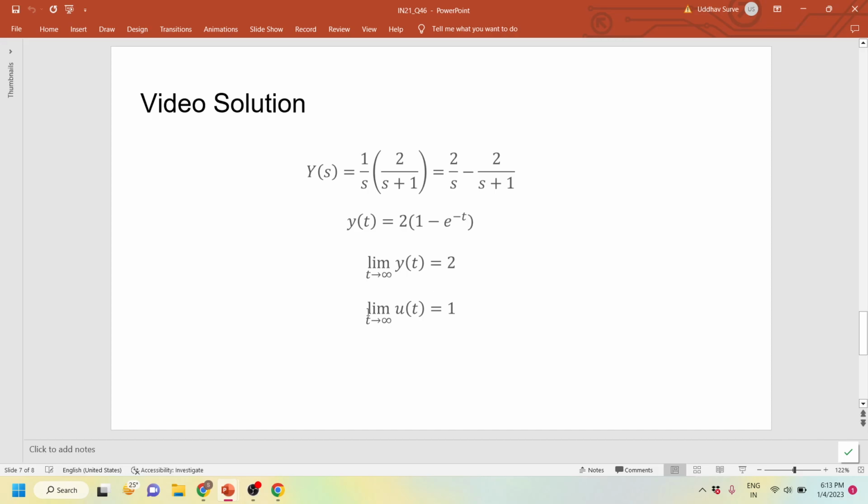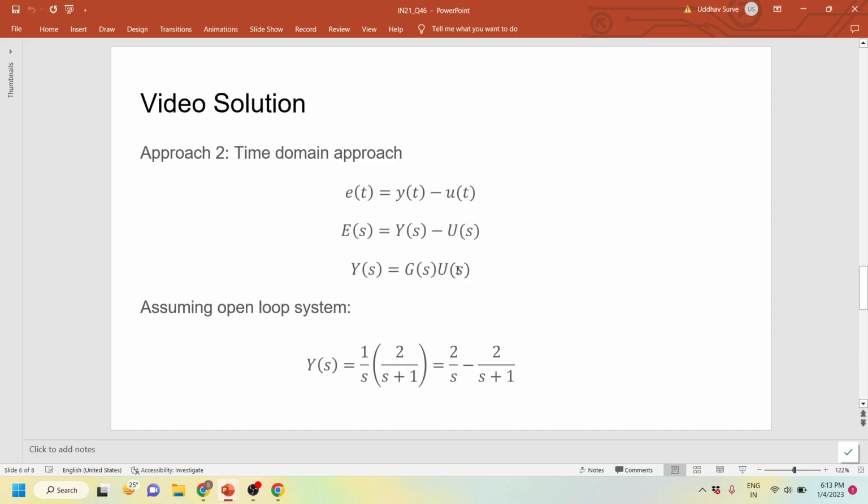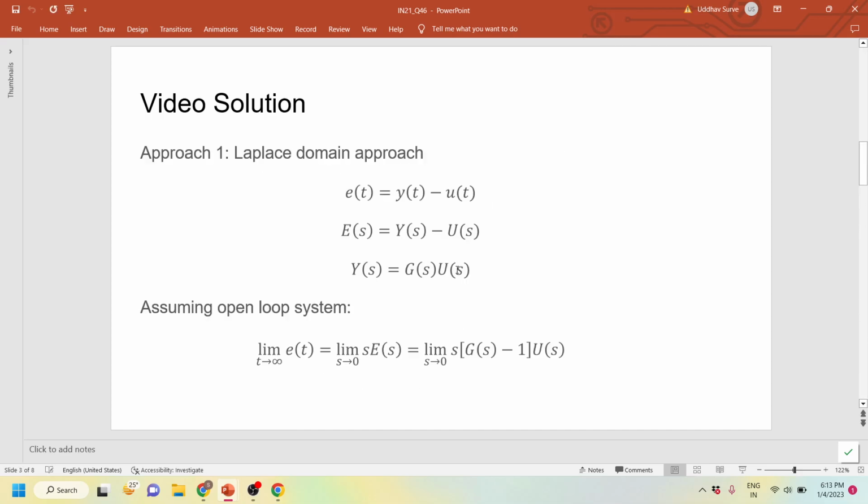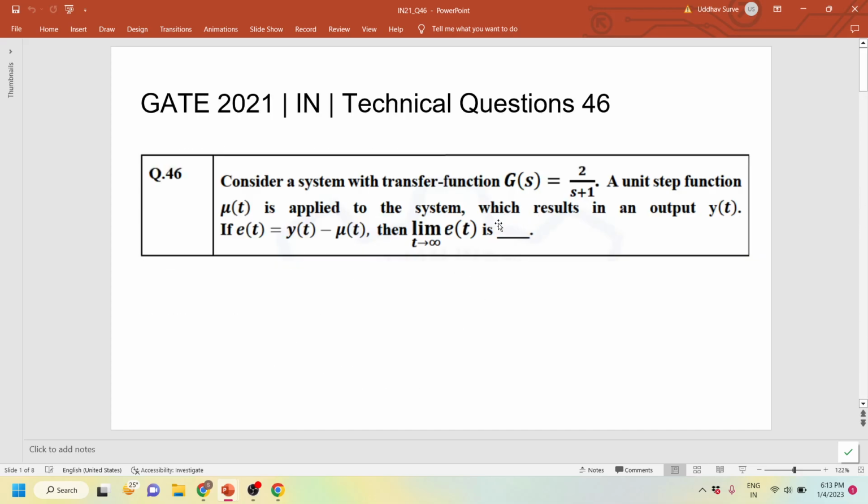And as we know, the final value of u of t is always 1 because it is constantly 1. So the error between output and input is the limit at t tending to infinity of y of t minus u of t, which is equal to 1. So by both approaches, we are getting the answer as 1. You can proceed with either approach. So the answer to this question is 1.